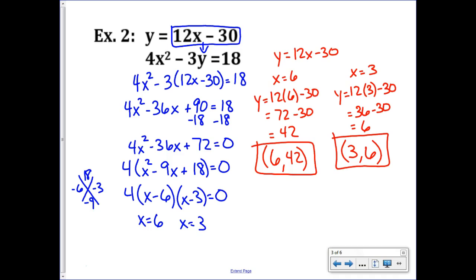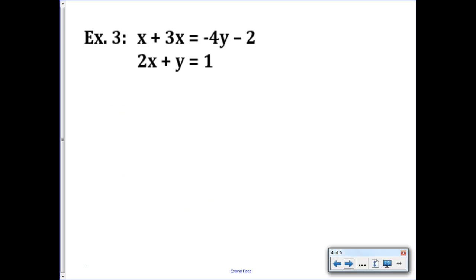All right, let's try another one. So I have x + 3x = -4y - 2, and I have 2x + y = 1. So what I would do probably is take the second one and make that y = -2x + 1. And then I would plug that in for my y value here.